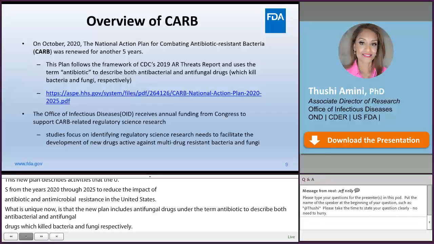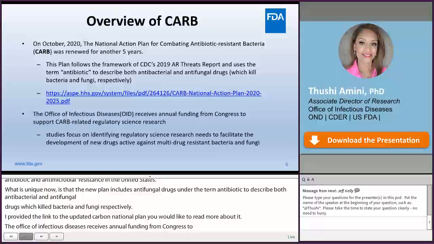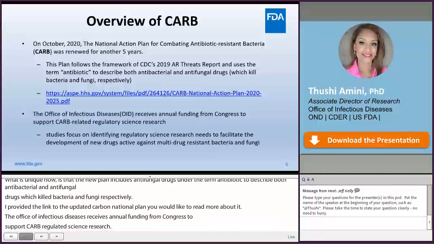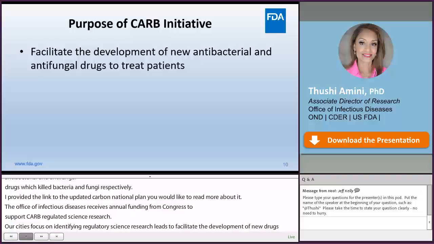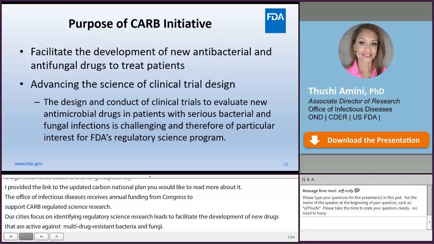The Office of Infectious Diseases receives annual funding from Congress to support CARB-related regulatory science research, and our studies focus on identifying regulatory science research needs to facilitate the development of new drugs that are active against multi-drug resistant bacteria and fungi. Therefore, the purpose of the CARB initiative in the Office of Infectious Diseases is to facilitate the development of new antibacterial and antifungal drugs to treat patients, and to advance the science of clinical trial design.